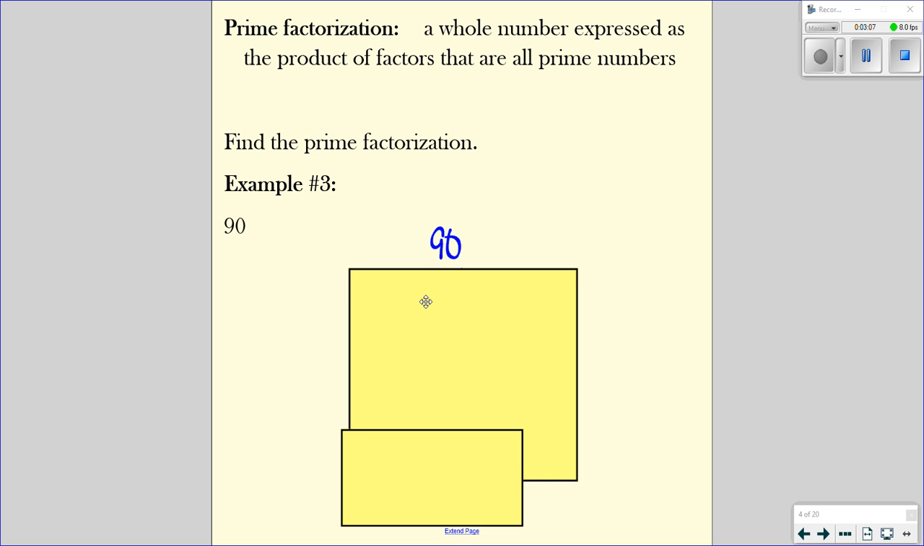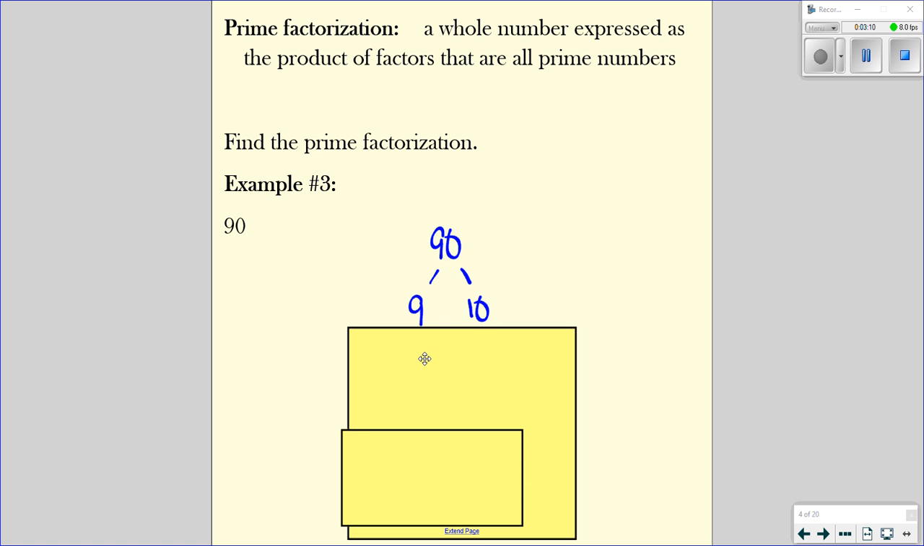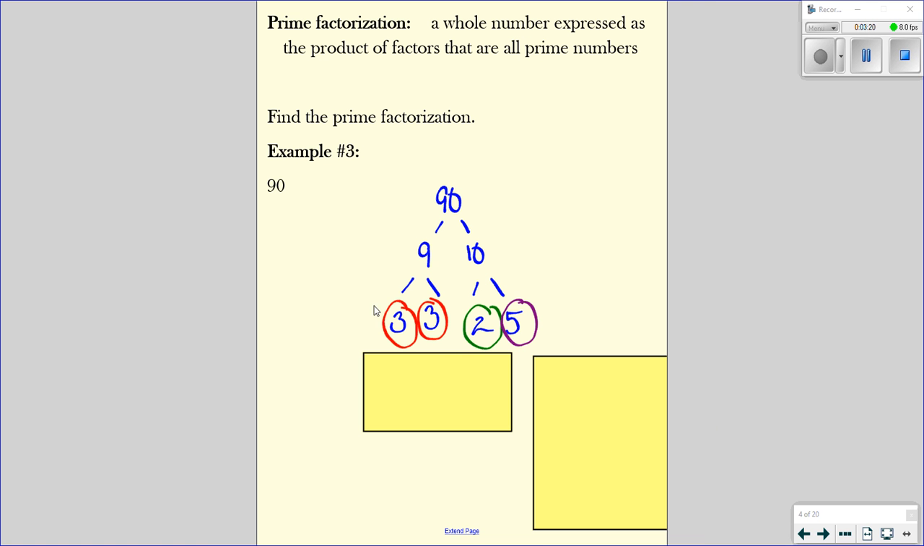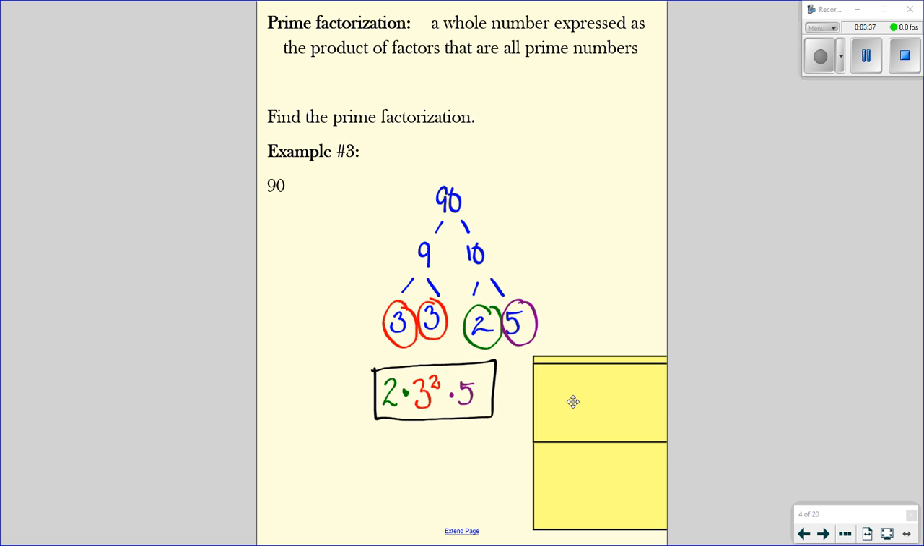So we got 90. We break it down to 9 and 10. 9 and 10 can be further broken down. 9 can be broken down to 3 and 3, and 10 can be broken down to 2 and 5. Notice that 3 is a prime number, 2 is a prime number, 5 is a prime number. So basically we're taking a huge number and breaking it down to the prime number products that give you that number. So at the end, you would just write it as 2, since there's only one 2. There's two 3s, so 3 squared, times 5.